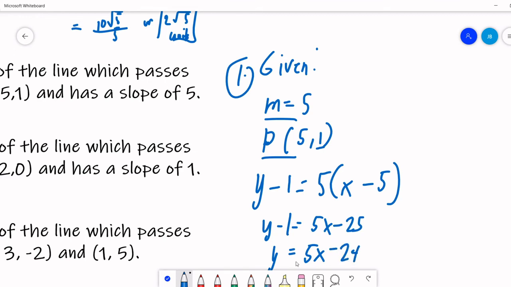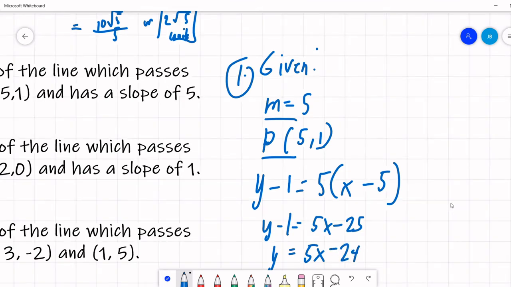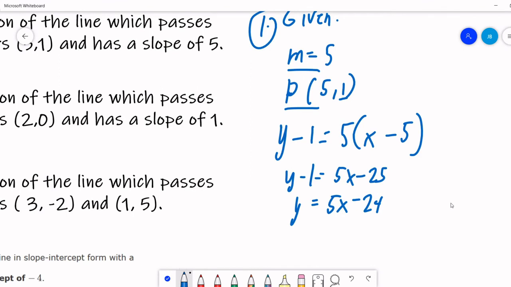Minus 24. This is your answer. But sometimes the exam has choices, and you cannot find this answer in the choices, because maybe what was put in the choices was a general form of a line. Therefore, you can also write this one as 5x plus y plus 24 equals 0.